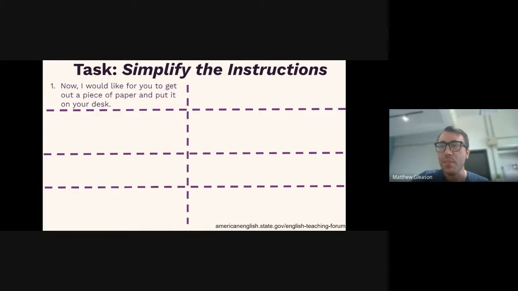Georgia says, take out a piece of paper. Any other ideas? Please put one piece of paper on your desk. Please put a paper on your desk. Good. Please take out a piece of paper. Very good.